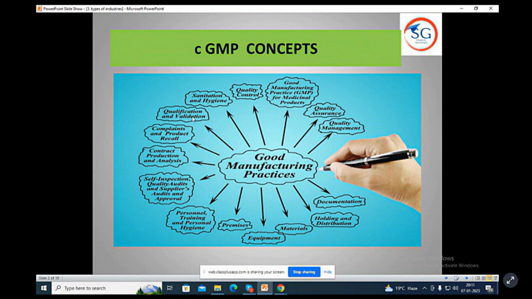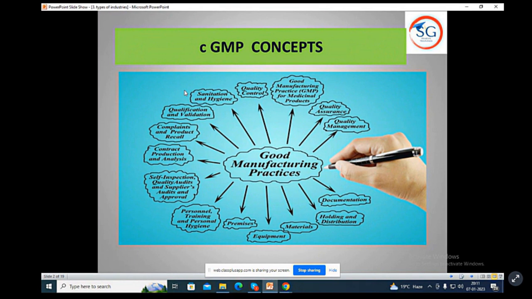Yesterday I told you we discussed an example of the cGMP guideline with the example of US FDA. Similarly, the points will be the same for all the countries, but the naming and nomenclature will be different. See, the cGMP concepts, what are good manufacturing practices? Good manufacturing practice for medicinal products, quality assurance.